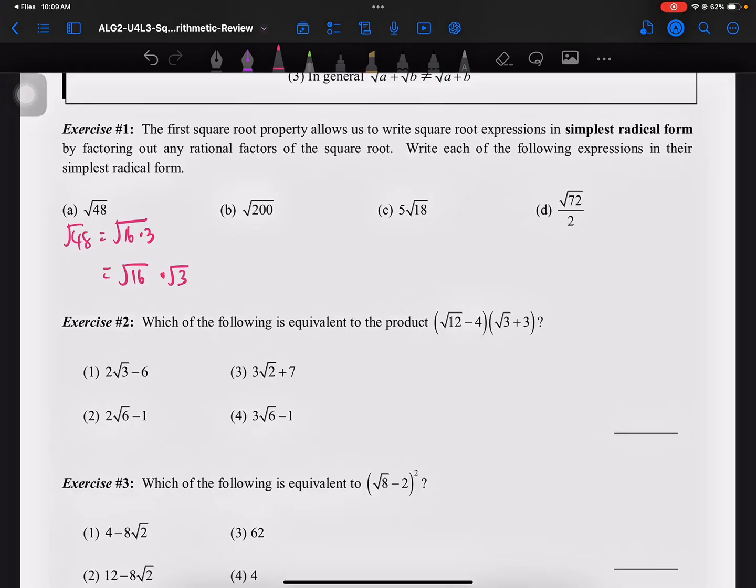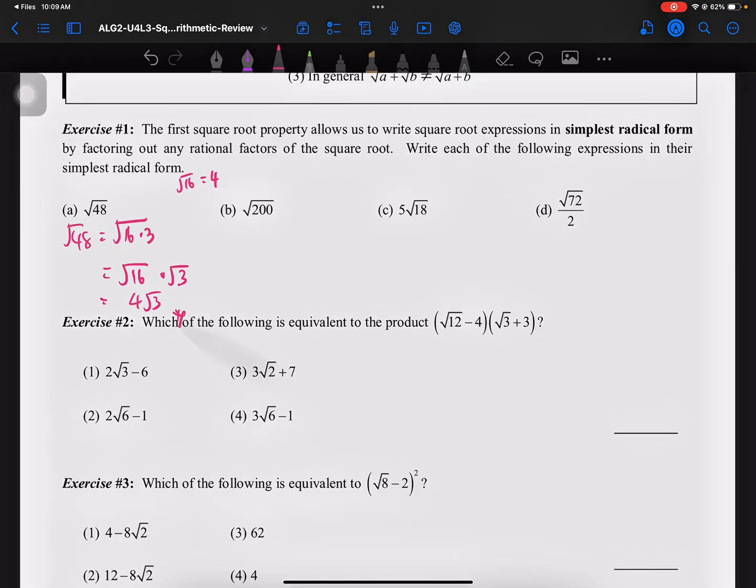So then what is √16? √16 is 4. So it is 4√3. Okay, so this is our final answer.